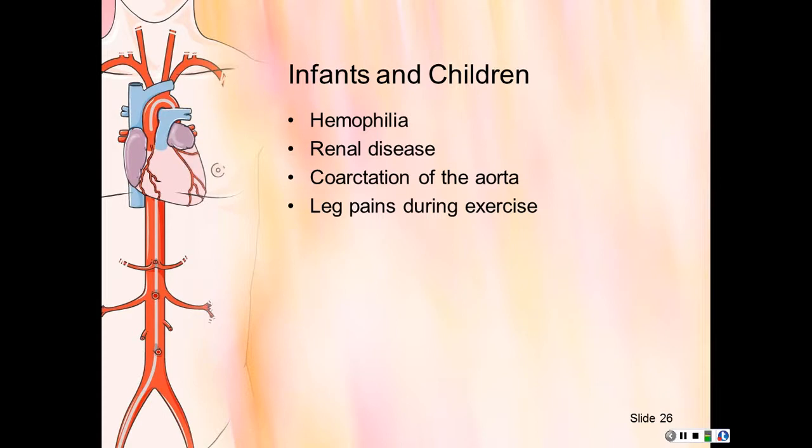On infants and children, look for a history of hemophilia, renal disease, coarctation of the aorta, and any leg pains during exercise. You want to know if they do have leg pains during exercise. How far into the exercise does it happen? Does it happen all the time, or is it something that's intermittent?